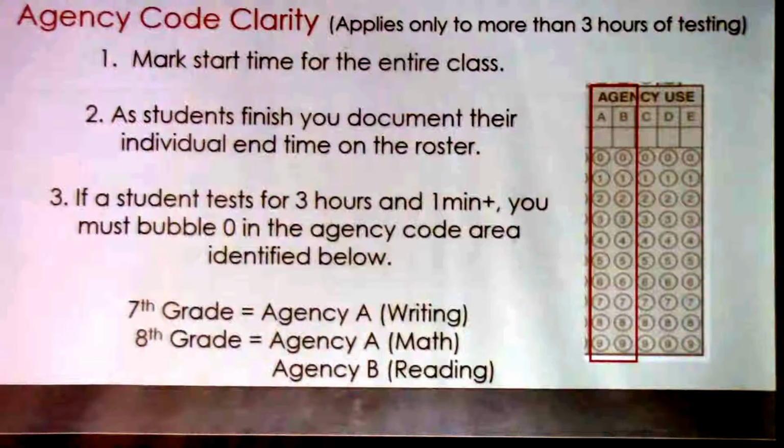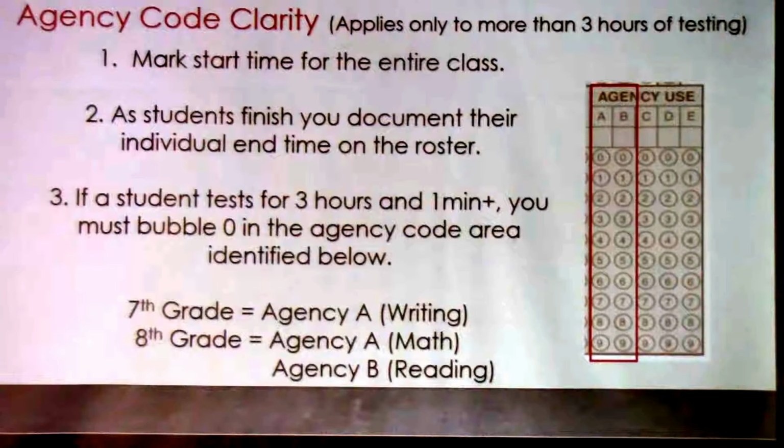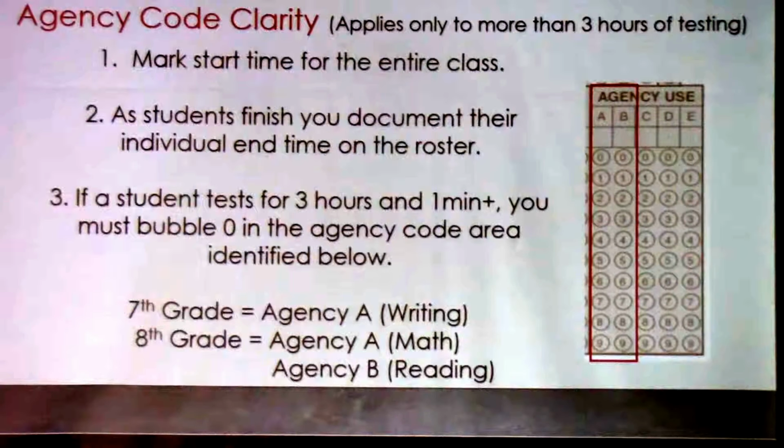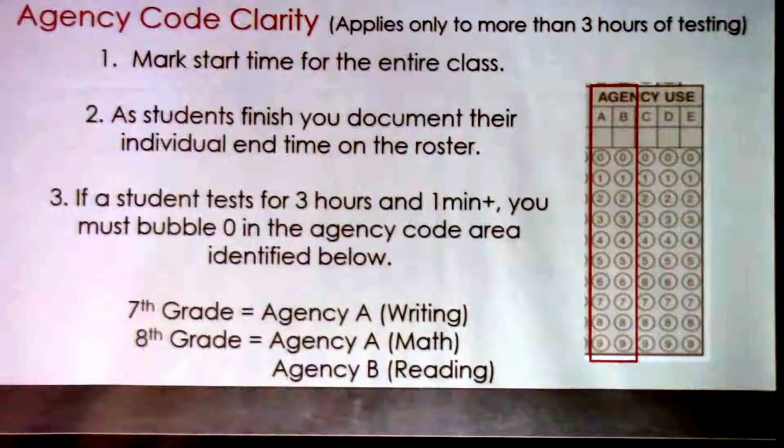This is where I was saying it's important for their end time. Let's say a student finishes at 2 hours and 59 minutes. You don't bubble anything. Let's say a person finishes at 3 hours on the dot. You don't bubble anything. So as soon as that person gets to 3 hours and 1 minute, now you have to bubble 0.